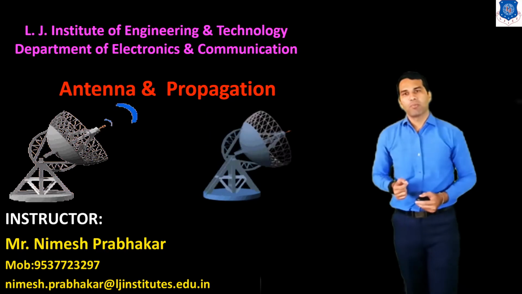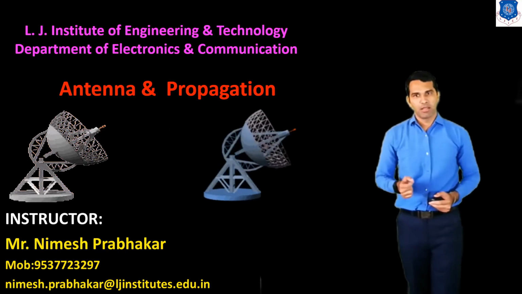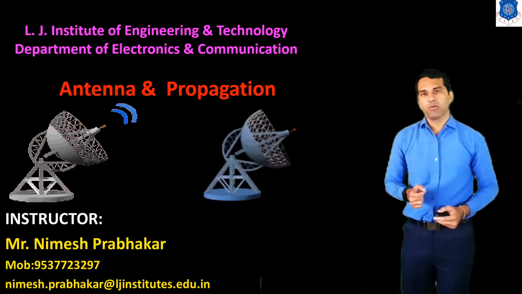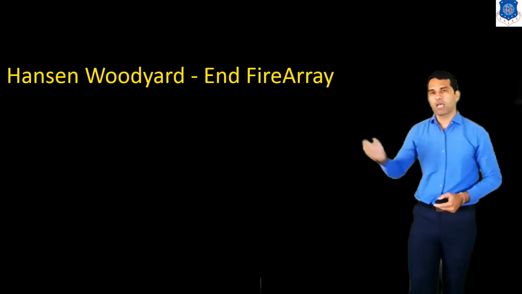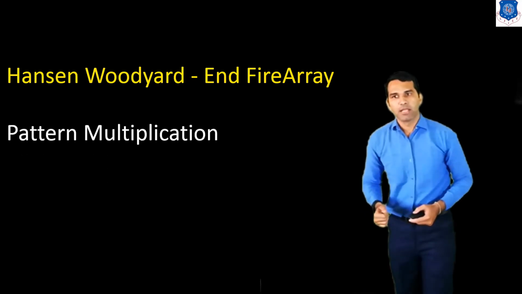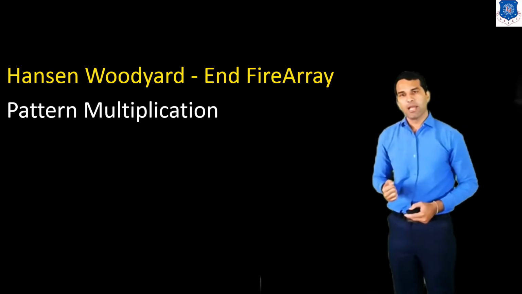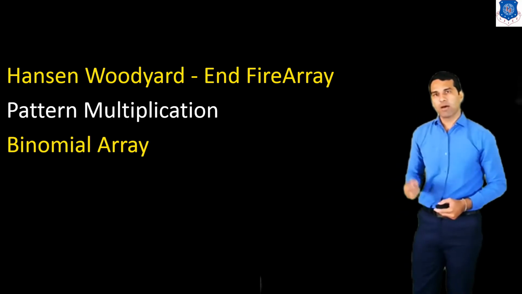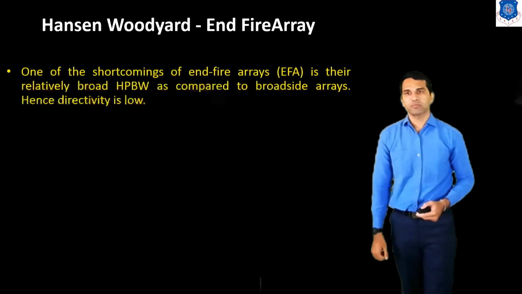In the chapter of antenna array, we discuss the different types of array, like different conditions for the array. Continuing this chapter, first we discuss the Hansen-Woodyard end-fire array. Second, we discuss pattern multiplication. And the last topic we discuss is the binomial array. So now we start with the Hansen-Woodyard end-fire array.